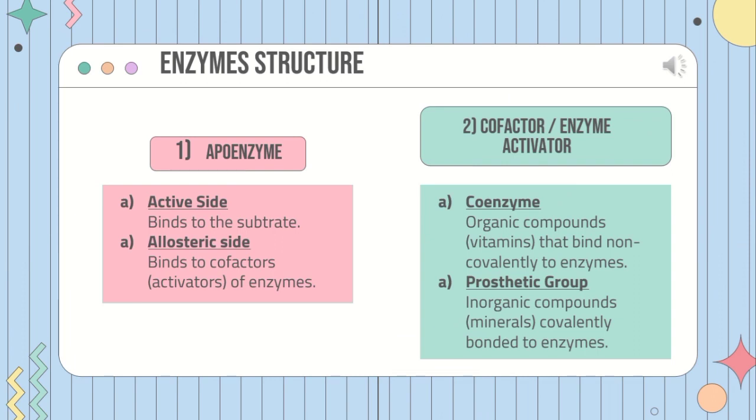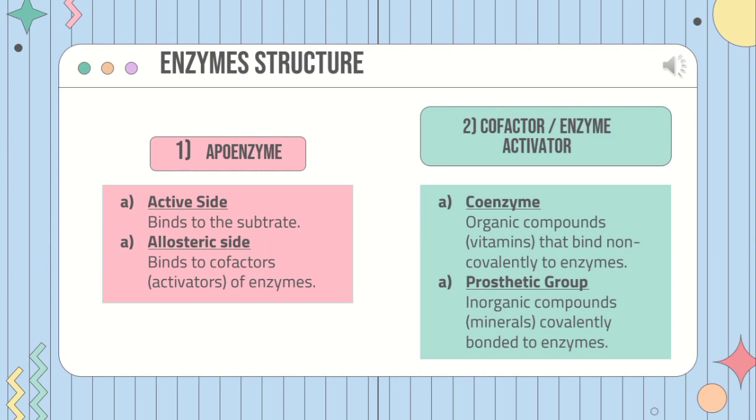Enzyme structure. Enzymes are single proteins or a combination of protein and non-protein compounds that can only be produced by living things. 1. Apoenzyme. A. Active site. This is the site that is attached to the substrate. Substrate is a substance that will be made into a product. B. Allosteric site is the site that binds to the cofactor or activator of the enzyme. The allosteric site can be restricted by non-competitive inhibitors of the same structure as the cofactor. The inhibitor will prevent the enzyme from changing the shape of the active site.